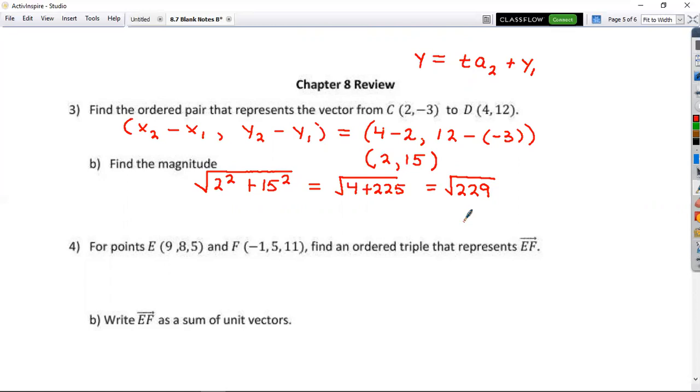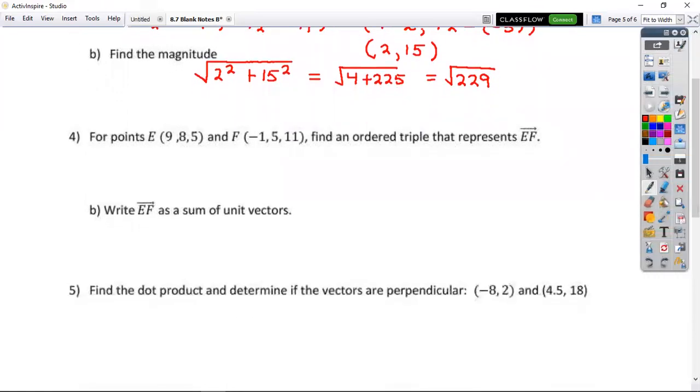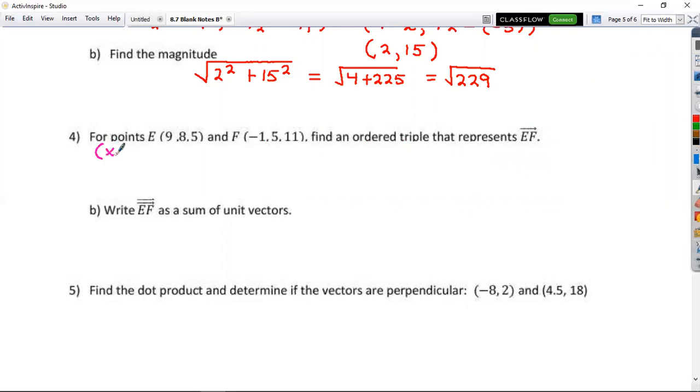Wonderful. All right, so number 4, for these points, find an ordered triple that represents vector EF. So it's really the same type of formula as number 3 above. You're just going to add the z's onto this. So this is 3-dimensional instead. So my formula is going to be x2 minus x1, and then y2 minus y1, and I'm going to go z2 minus z1.